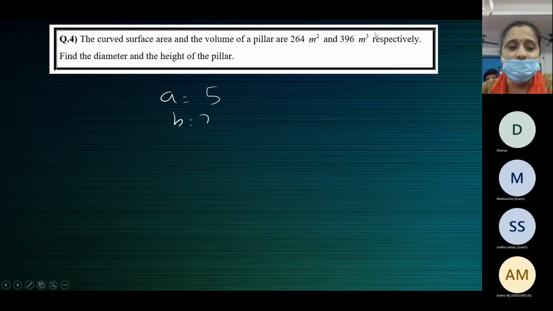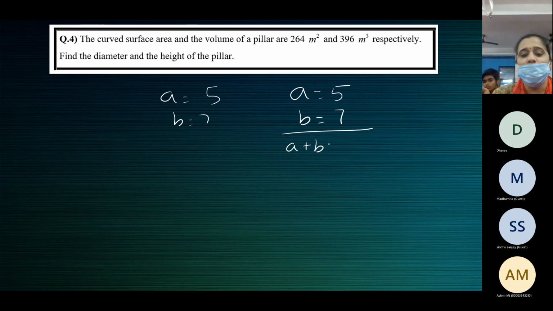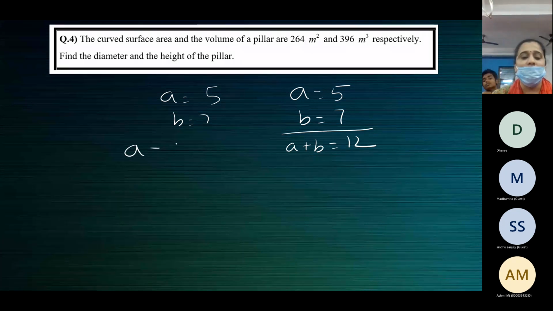Now, when we have two equations, you can add them. See, now I have two equations. A is equal to 5, B is equal to 7. Now, what can I do with them? I can add them. A plus B is equal to 5 plus 7, which is 12. All right. Now you can subtract them.